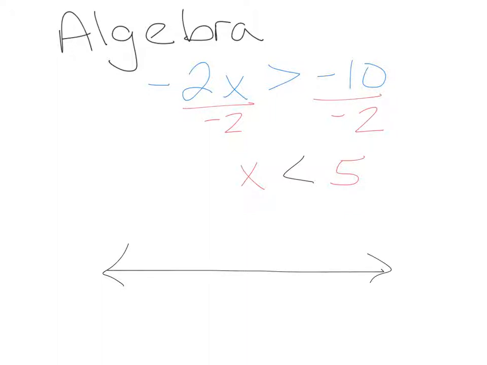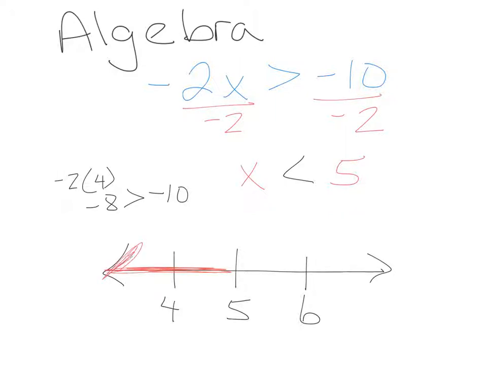Let's graph this just to convince ourselves that this works. So since this says less than, that tells me that the numbers to the left of 5 should work because they are less than 5. So let's test it. So if I use this 4 and plug it in up here, -2 times 4 is -8, which is indeed greater than -10. So that is true. So since that's true, this side does indeed get shaded. And because it's less than and can't be equal, I'm going to have an open dot on the 5.